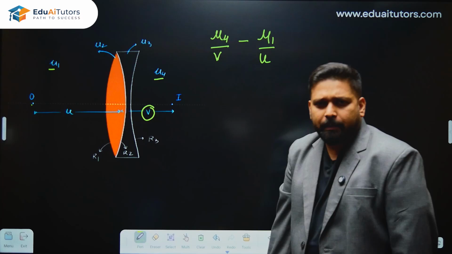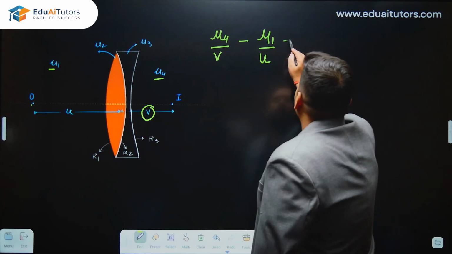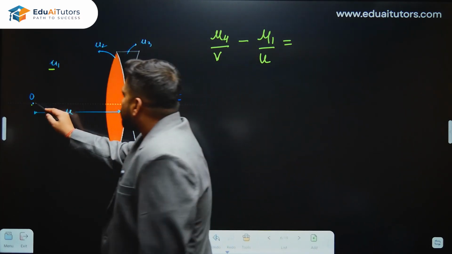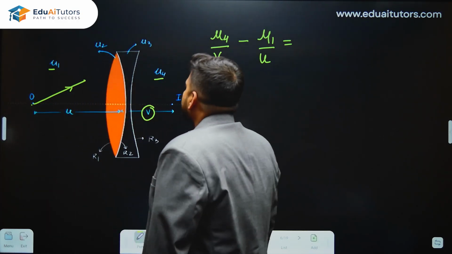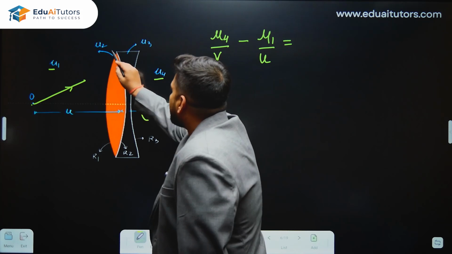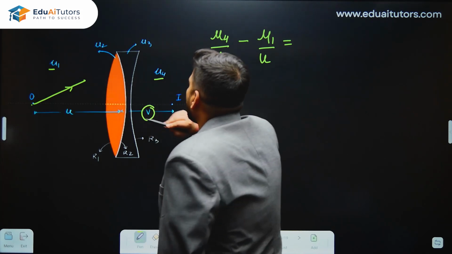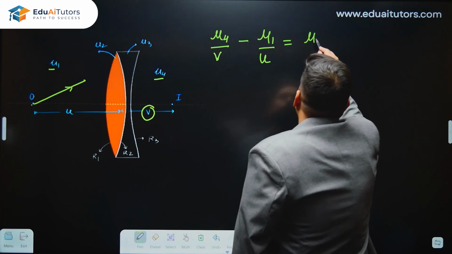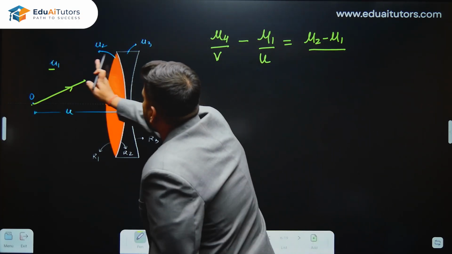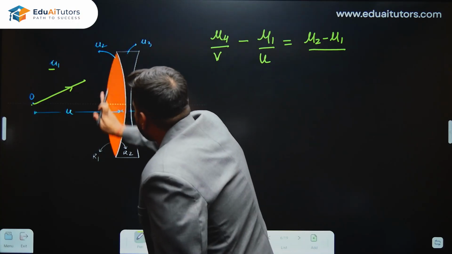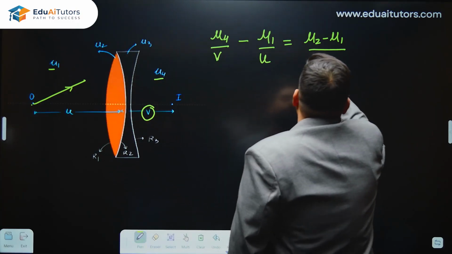Now we have to only worry about the curved surfaces, right? So for curved surfaces, the light will start from here, you know. So first surface it is going to encounter will be R1. So for R1, where is the light going? It is going to mu2. Where is it coming from? Mu1. So I'll write mu2 minus mu1. And when it is going to mu2 and coming from mu1, which surface is it encountering? It is encountering R1. So R1.